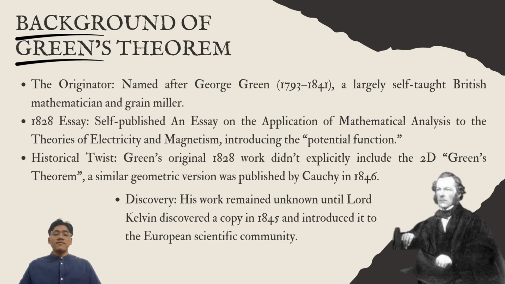Interestingly, Green's original essay did not explicitly state the 2D boundary formula we use today. Instead, a geometric version was actually published later by Augustin-Louis Cauchy in 1846. Furthermore, Green's work remained entirely unknown until 1845, which is 4 years after his death, when the physicist Lord Kelvin discovered a copy and introduced it to the European scientific community.